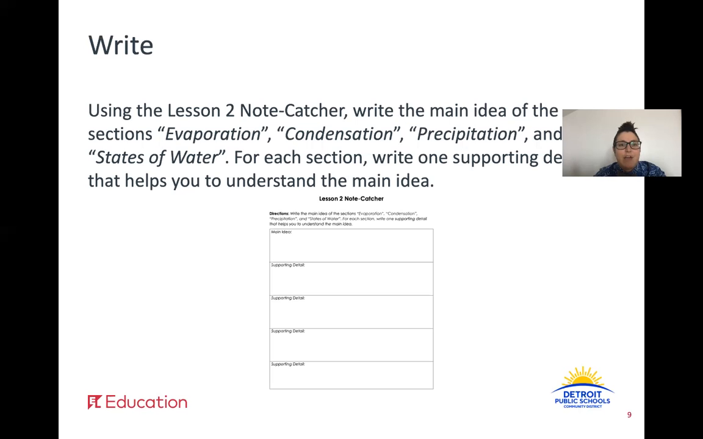Great. Now that you've read, thought, and talked about the text, it's time to write. Turn to the Lesson 2 note catcher on page 13 of your ELA packet. Your task is to write the main idea of these sections, evaporation, condensation, precipitation, and states of water, in the first box of the note catcher. Then, for each of these sections, write one supporting detail that helps you understand the main idea. Remember what you just talked about. Pause here and complete your task.